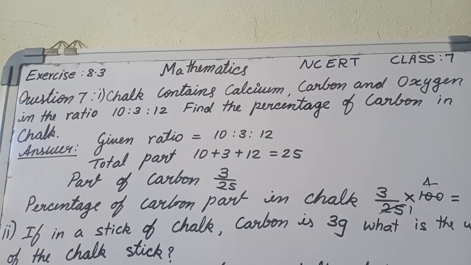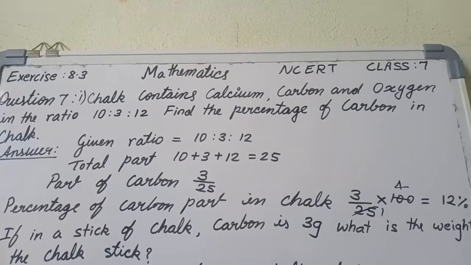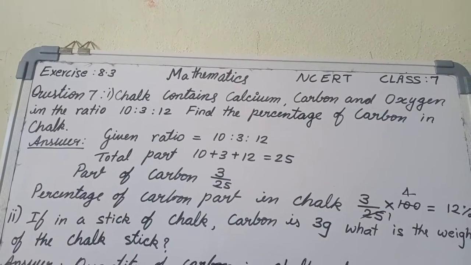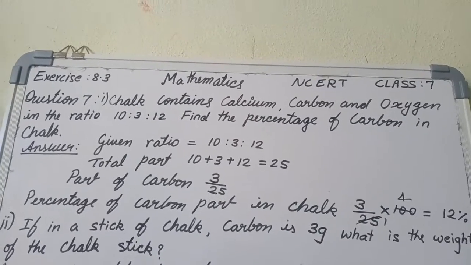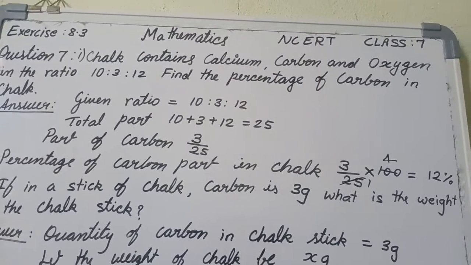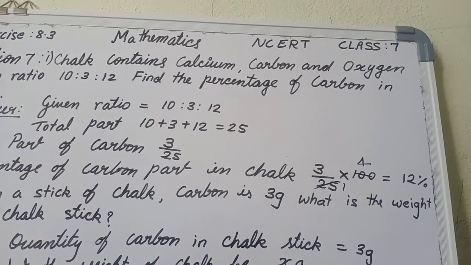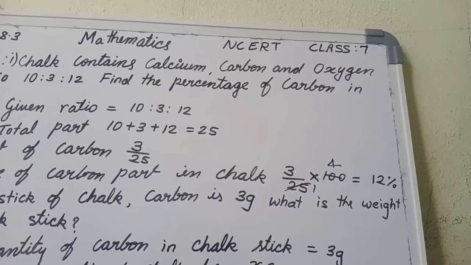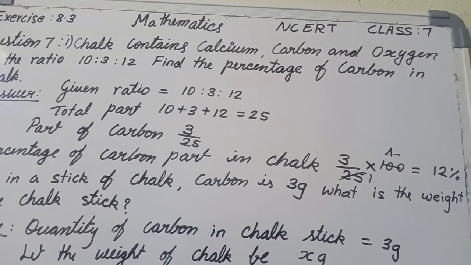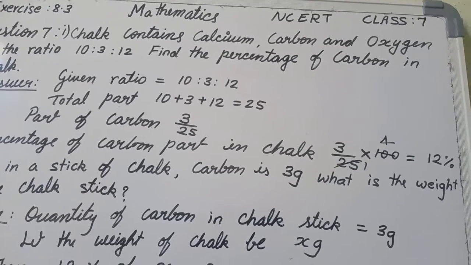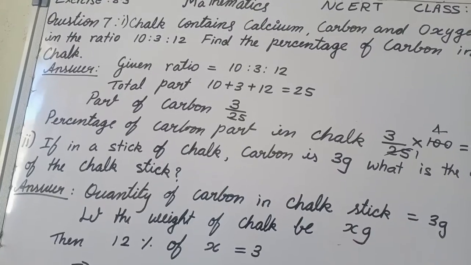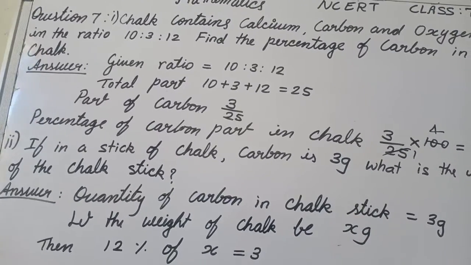If in a stick of chalk carbon is 3 gram, what is the weight of this chalk stick? So we have to calculate the chalk weight. Go for the answer. Quantity of carbon in chalk stick is 3 gram. Let the weight of chalk be x gram. We don't know that, so let us take it as x. The 12% of x is equal to 3.